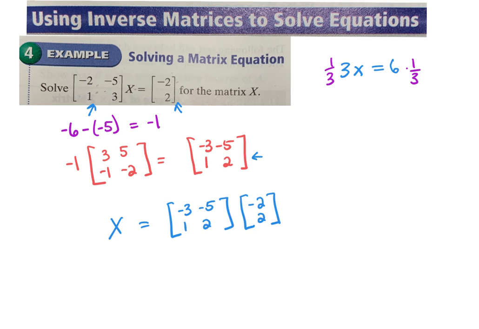I'm going to do my row by my column. So I'm going to say this first row by the column, which is going to give me what? -3 times -2 is +6, plus -5 times 2, -10. Next row, I'm going to say 1 times -2 and 2 times 2. All right. And then my final step here is to add them. 6 and -10 give me -4, -2 and 4 give me 2. So the matrix that I was solving for is this.